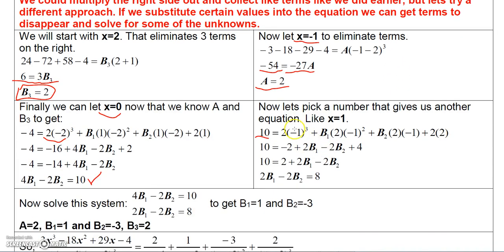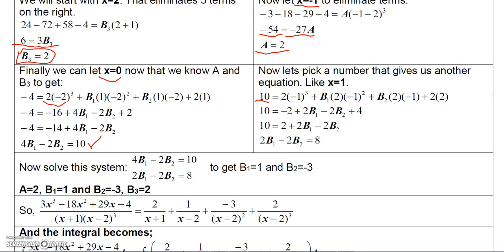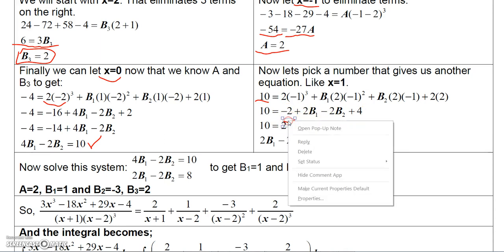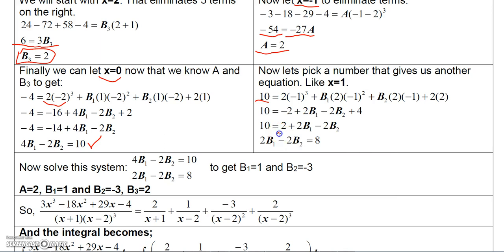Now, if we simplify the right-hand side, 2 times negative 1 cubed is just minus 2 right there. And then this is going to be just 2. 2 times negative 1 squared is 2, so I have 2b1. And then 2 times negative 1 times b2 would be a minus 2b2, so that's where I get the minus 2b2. And then 2 times 2 is 4. Okay, so now I can combine the minus 2 and the plus 4, and I'll get a 2 right there.